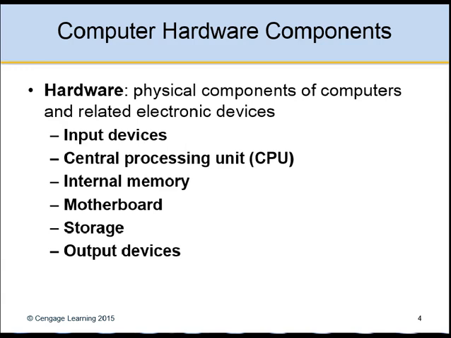Internal memory, or primary memory, stores data and instructions before and after the CPU processes them. RAM is random access memory, and ROM is read-only memory. A motherboard is a circuit board containing the CPU and primary memory. Storage are things like magnetic disks, optical disks, DVDs, and flash memory. They allow permanent storage. Output devices deliver information from the computer to the user. Monitors and printers are the most common output devices. Audio devices also deliver output.